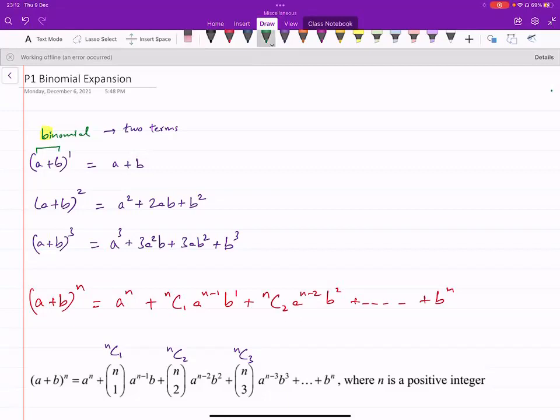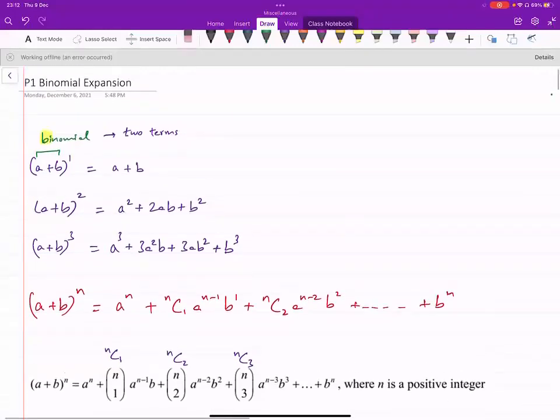So for example, A plus B whole raised to power 1, that just evaluates to A plus B. But we've seen higher powers than that. For instance, we know how to expand A plus B whole square. That's A square plus 2AB plus B square. Some of you might even know how to expand A plus B whole cube already, which looks like this. But what happens if we increase this power to something higher than that, while keeping it as a positive integer? What if I raise it to the power, let's say 8 or maybe 12? What happens in that case? How do you expand expressions like that?